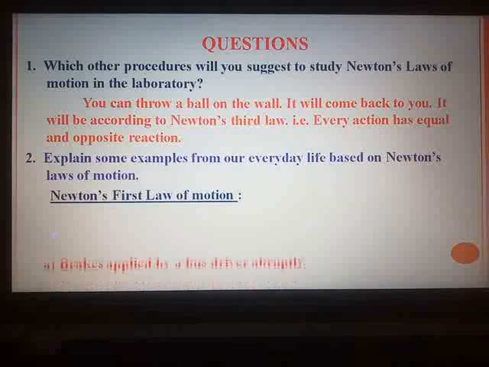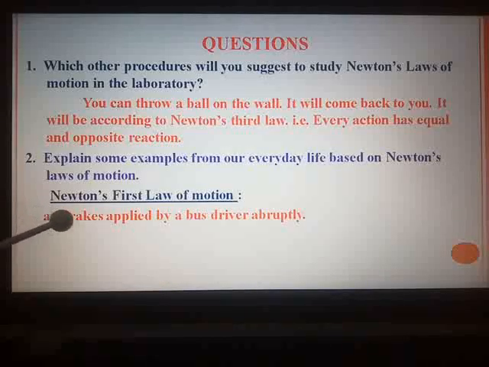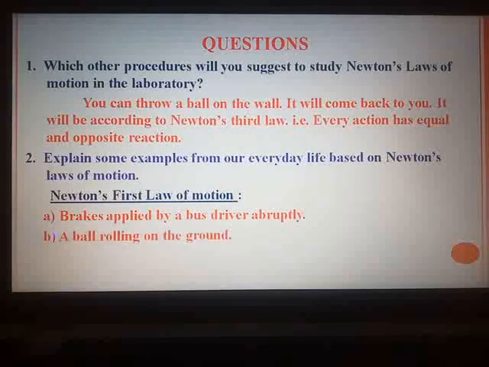For the first law of motion, the first example which I have taken is brakes applied by a bus driver abruptly. And the second one, a ball rolling on the ground. These two examples I have written for Newton's first law of motion. Any example, you can take the help of the textbook, you can take the help of social media, you can search on Google, and any two examples of your choice per law you are going to write over here.